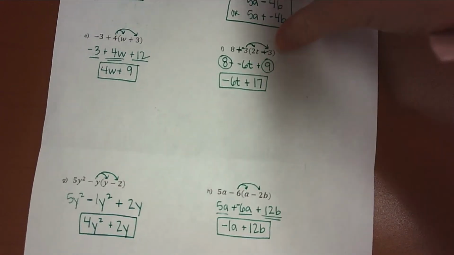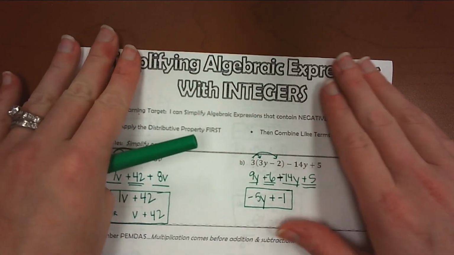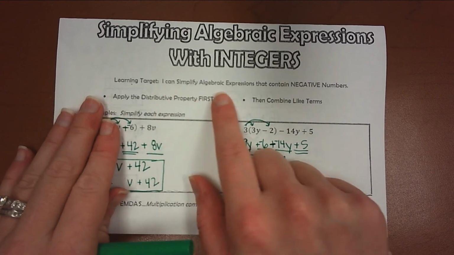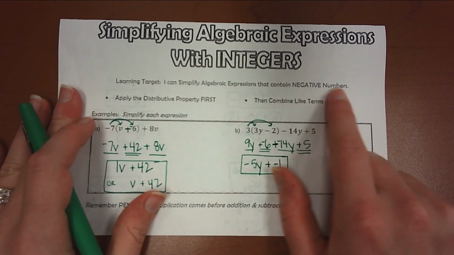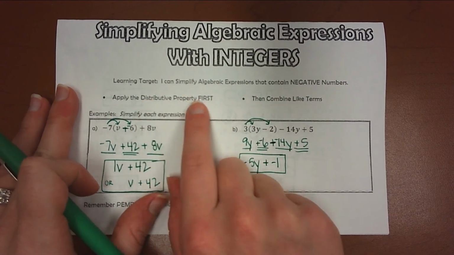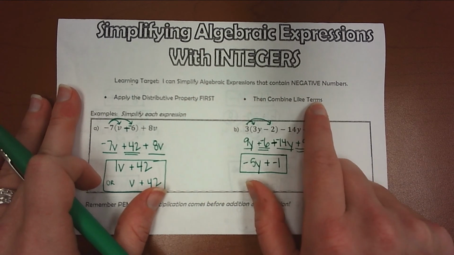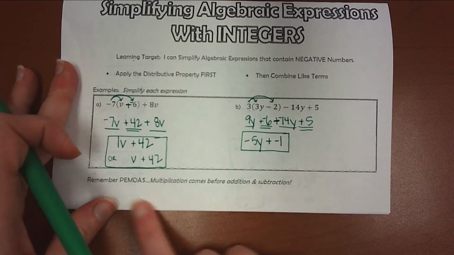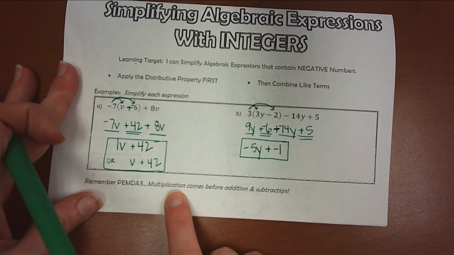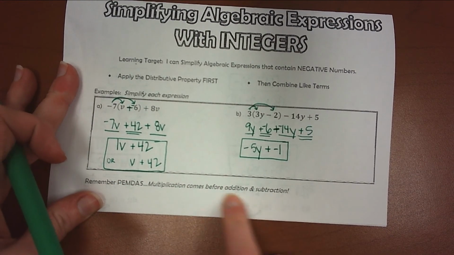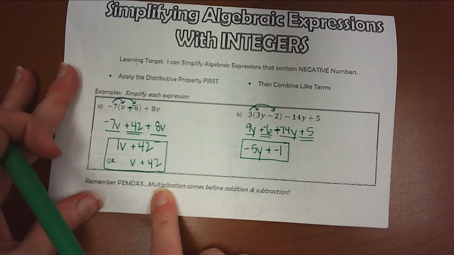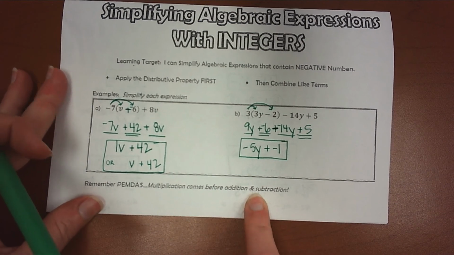Today we worked on simplifying algebraic expressions with integers. Our learning target was I can simplify algebraic expressions that contain negative numbers, and we applied the distributive property first and combined like terms second. There was also a reminder: remember PEMDAS, multiplication comes before addition and subtraction. That's why we have to use the distributive property first, because that's multiplying, and then apply the addition and subtraction.